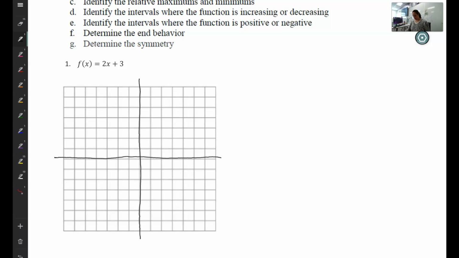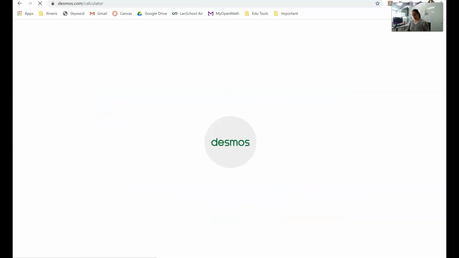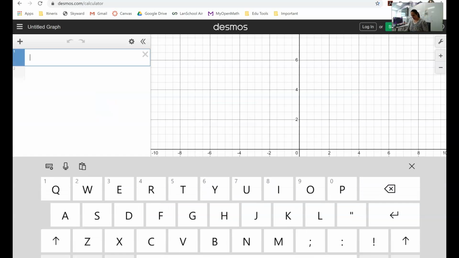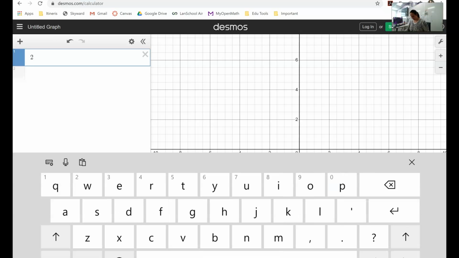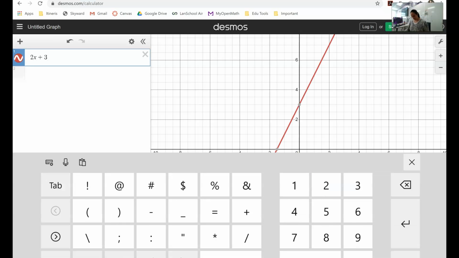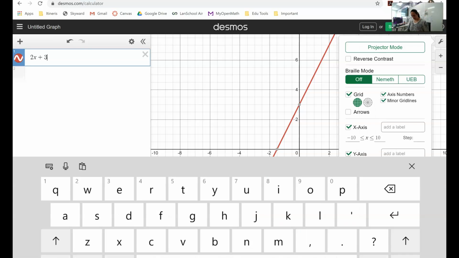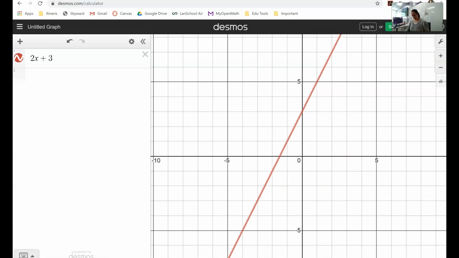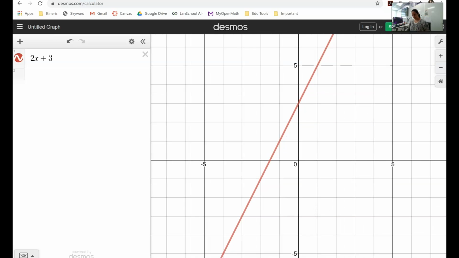So we're going to go to Desmos, graphing calculator, type in our equation. So this one is 2x plus 3. And I'll do projector mode so you can see this better. Now you'll notice if I click anywhere on my graph, I have these gray dots come up. And if you click on the gray dots, it shows you what the point is. When you graph it, those gray dots are all the important points you need for this assignment.